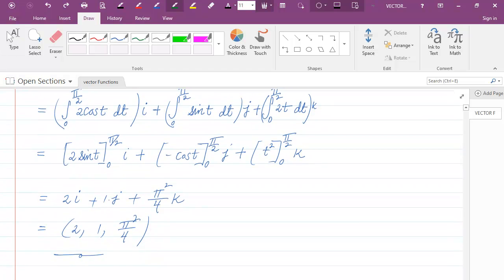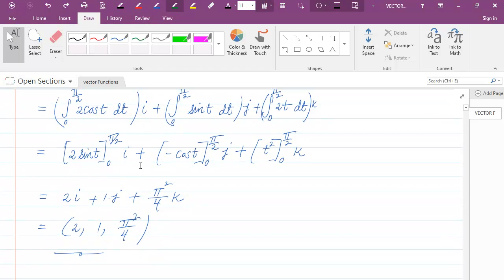So now we plug in the upper and lower limits here and subtract. So notice that sine evaluated at pi over 2 would be 1. Sine 0 is 0, so you get 1 out of here. So you get 1 here, 2 times 1, so that's 2. So you get 2i.